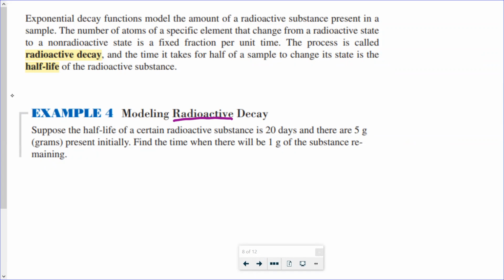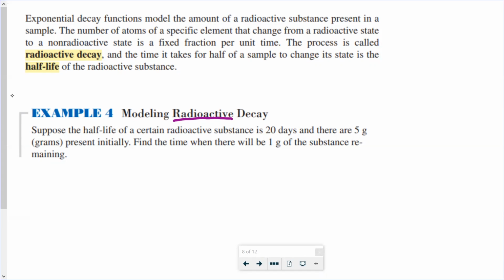Exponential decay functions model the amount of radioactive substance present in a sample. The number of atoms of a specific element that change from a radioactive state to a non-radioactive state is a fixed fraction per unit time. This process is called radioactive decay.